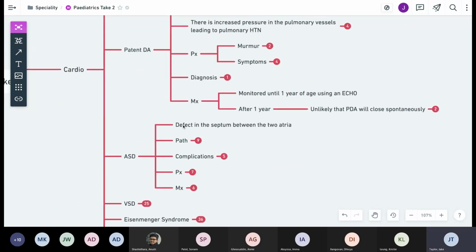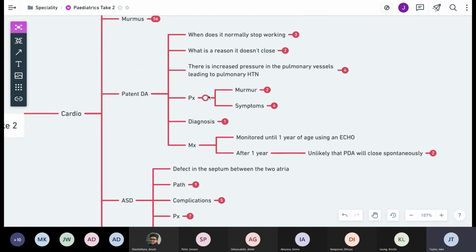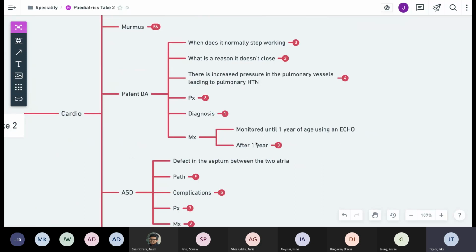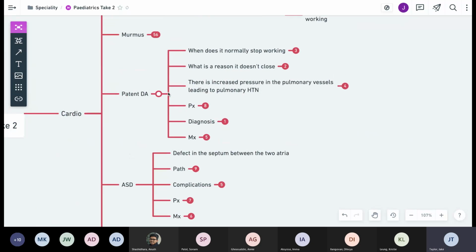Basically, this is a defect in the septum between the two atria. Has anyone got any questions, by the way, about patent ductus arteriosus? I know I'm going slightly quickly. Has anyone got any questions at all? Don't worry if not. I'll just wait a second if anyone wants to say anything.